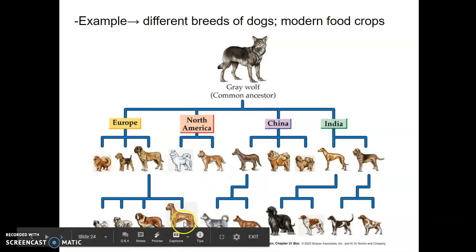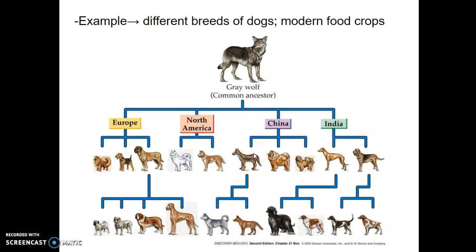Some of them are for hunting, right? That's why they're so large. They were able to take down large prey and large game. Some of them are for speed, so that they could hunt down things or possibly even race them. So breeds of dogs are artificially selected.